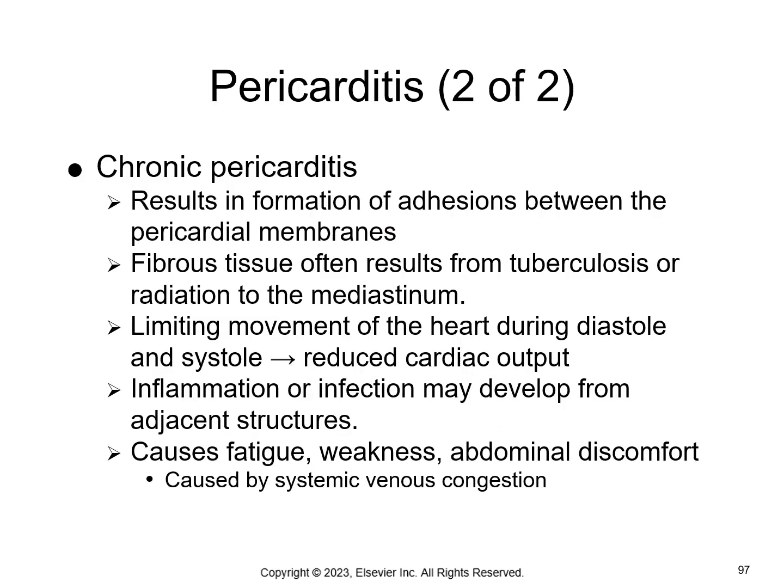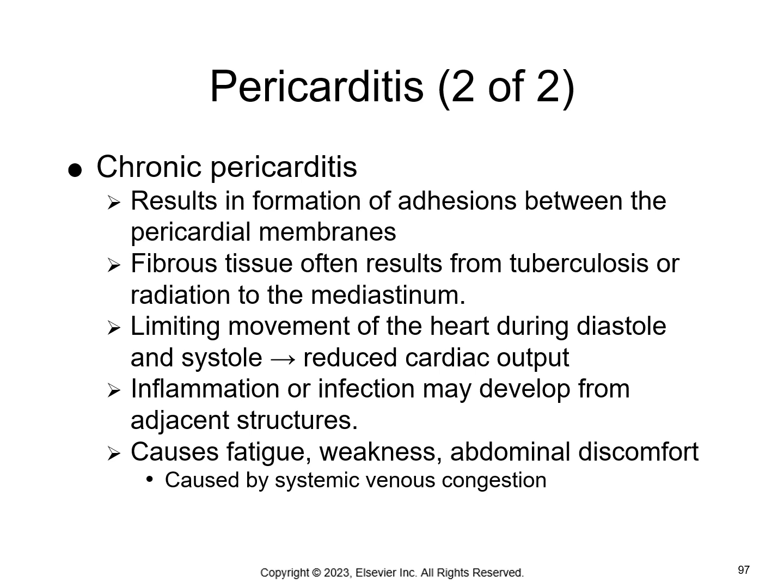With chronic pericarditis, this results in formation of adhesions between the pericardial membranes that become constrictive, causing the pericardium to become a tight, fibrous enclosure and limiting movement of the heart. The fibrous tissue of the chronic pericarditis often results from tuberculosis or radiation to the mediastinum. Inflammation or infection can result from adjacent structures, for example, pleurisy or pneumonia in the lungs.